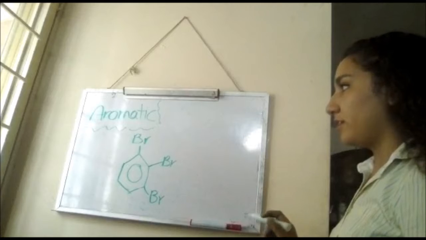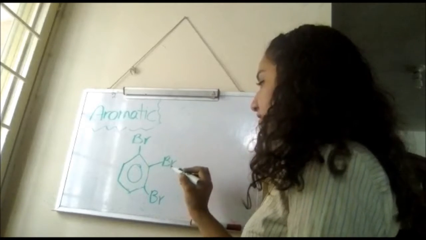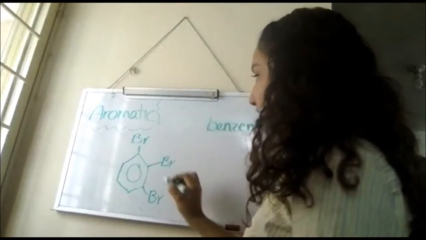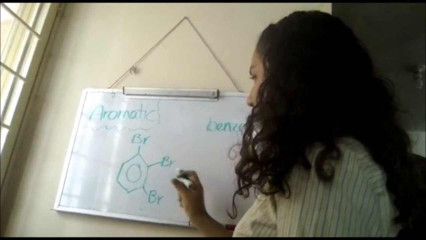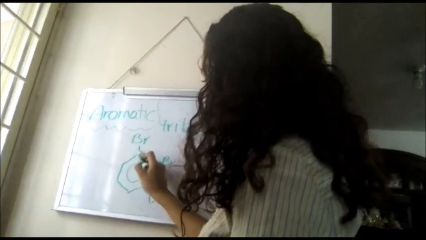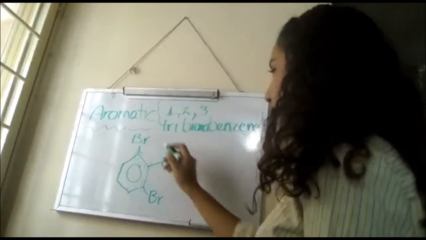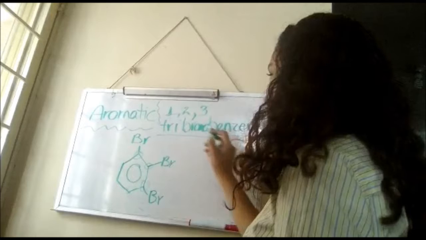So let's begin to name an aromatic compound. This is a benzene because we have 6 sides. And this is a bromine. We have 3 atoms of bromine, so it is tribromo, and we number them 1, 2, and 3. So this is the full name: 1,2,3-tribromobenzene.